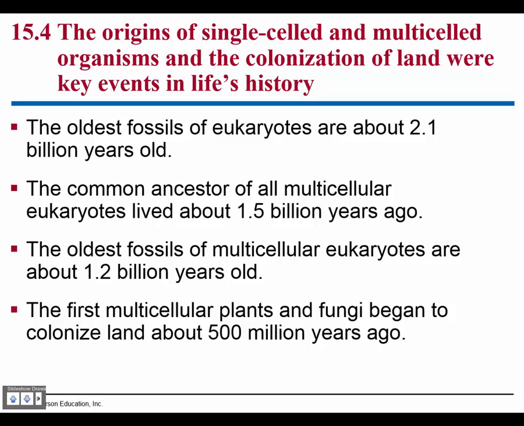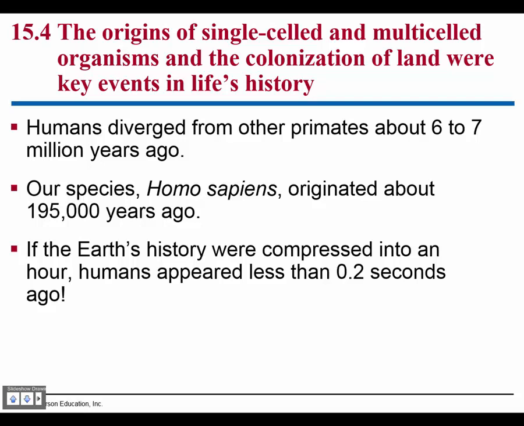Then the first multicellular plants and fungi began to colonize land about 500 million years ago. So, like I said, when you look at 500 million years versus 4.6 billion years, it's really only very recently that we start to see this large diversity. Humans, we diverged from primates about 67 million years ago. Homo sapiens, or the Homo genus, originated about 200,000 years ago. And that's still adjusted as they find more transitional fossils, and they're still finding tons of transitional fossils for human evolution. It's really interesting.